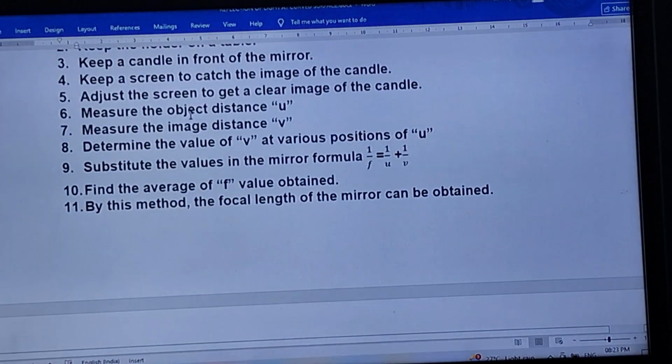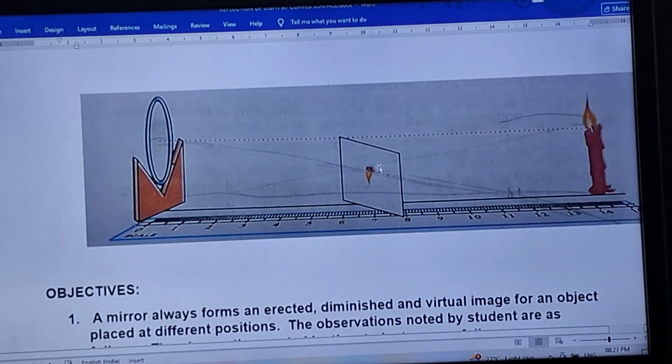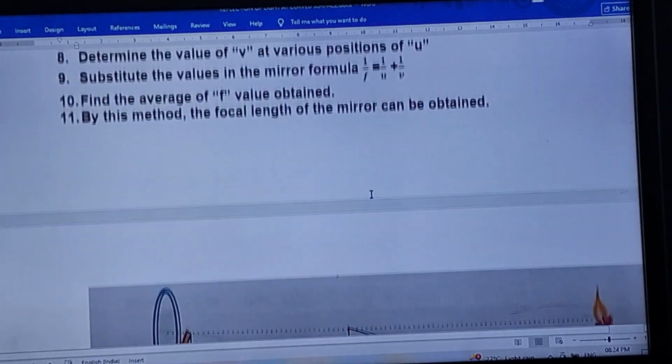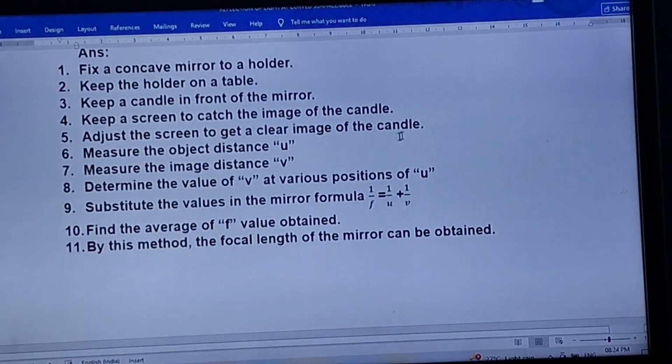Then adjust the screen to get a clear image of the candle. This screen is there now. You have to move it a little bit front and back. As you are moving, you will see the image. But a clear-cut, sharp image you will find at only one point. So you have to adjust the screen in such a way that you get a clear image of the candle. Then measure the object distance u and measure the image distance v.